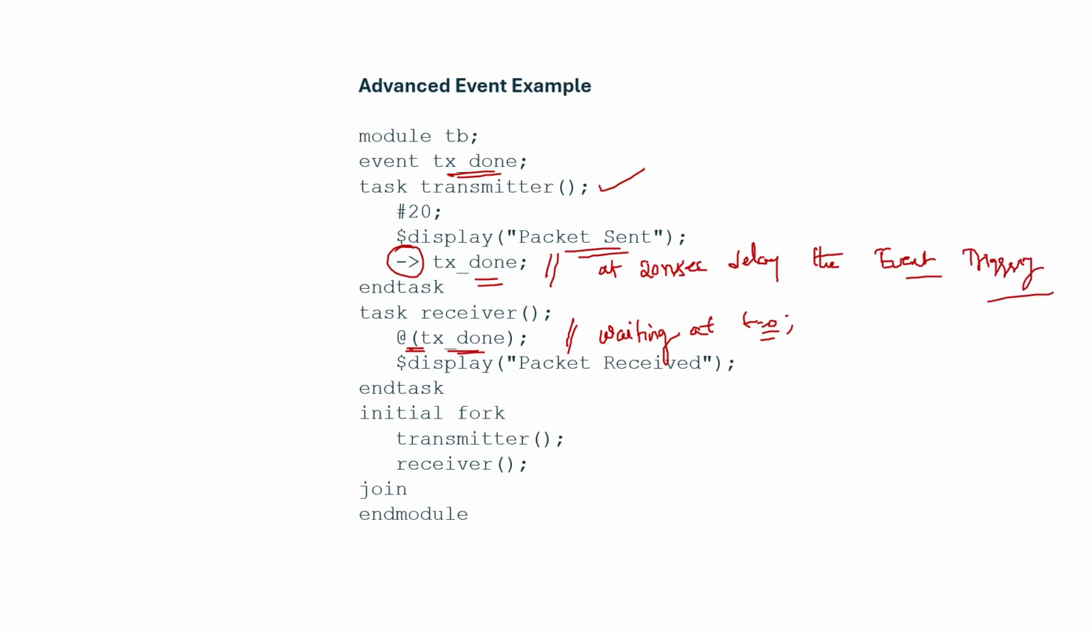Okay. So then is the event triggering or not? Both are happening at the same time. I'm using the fork join, so the transmitter and receiver will work in parallel. Based on the delays, it will come at the output. So on the output side, the transmitter will appear and then the receiver will appear based on the delays mentioned.